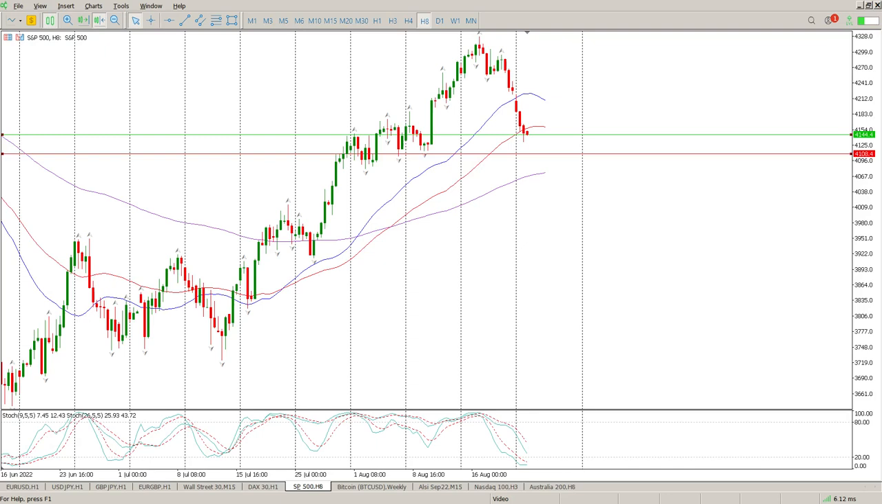Good morning, everybody, and this is your S&P 500 day trade setups for today. So we've had a pretty big sell-off. Trend is still up on the 8-hour though, and we're in this area of potential support.